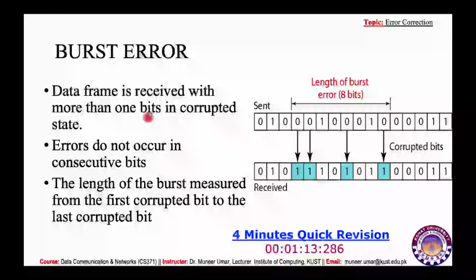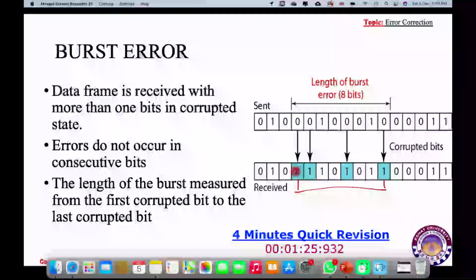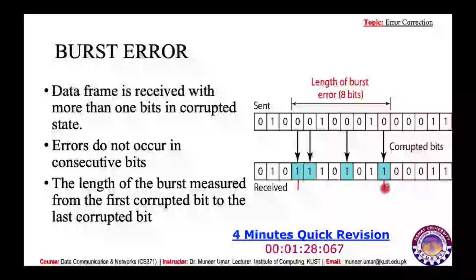Then we have burst error. Burst error means that more than one bit is corrupted, the bits may not be consecutive, and the length of the burst error is measured from the starting corrupted bit until the last corrupted bit. So this is the length of this error.